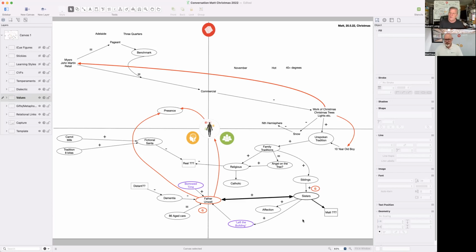It's the fault line. It's the tension point. It's the most dynamic thing, which in a way is hidden in conversation, but in the mapping, you make it dominant.